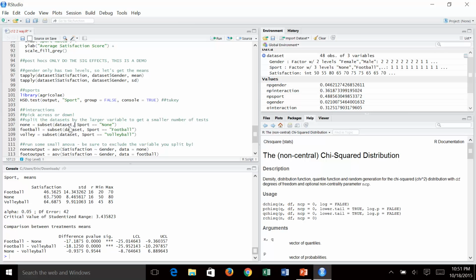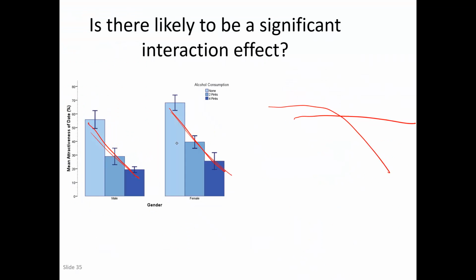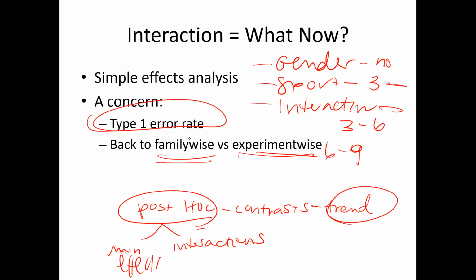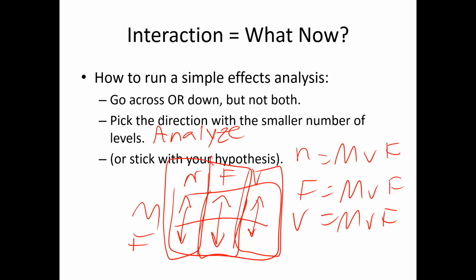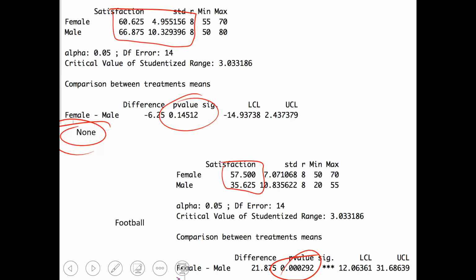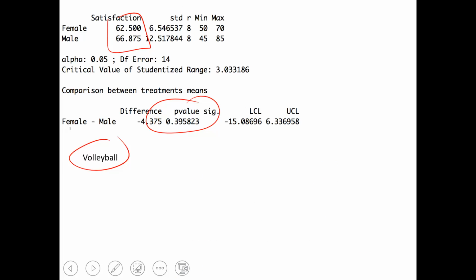Okay. And if we go back a bunch of slides here, and we look at our exact graph that we were interested in. Here we go. You see that? So none, there's no difference here, there's no difference here, and there's a difference here. This is why I always make graphs, it should match the graph that you made. They may not be significant, but it should at least look kind of like what the graph is. So there's no difference for none, there is a difference for football, no difference for volleyball.